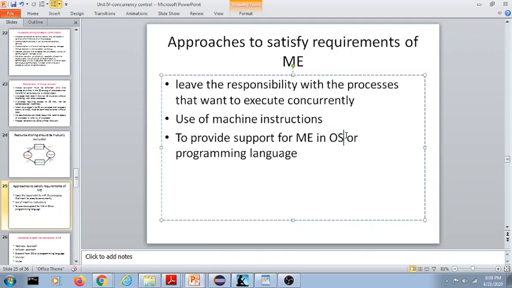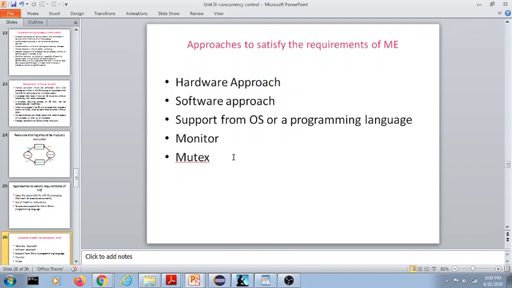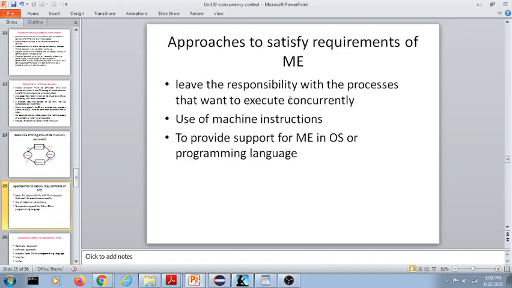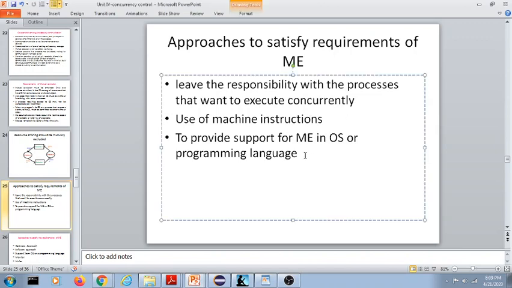There will be some operating system API calls, system calls, or some facility provided in a programming language which will be supporting the mutual exclusion. That means there can be some functions in a programming language or the operating system calls which will be supporting the mutual exclusion. On the broader level, these are the approaches. Either the processes will be taking care of mutual exclusion, or there will be machine instructions for mutual exclusion, or there will be some kind of operating system or programming language functions which will be taking care of the mutual exclusion. These are the broader categories.